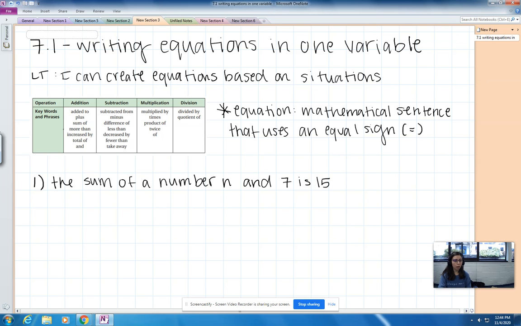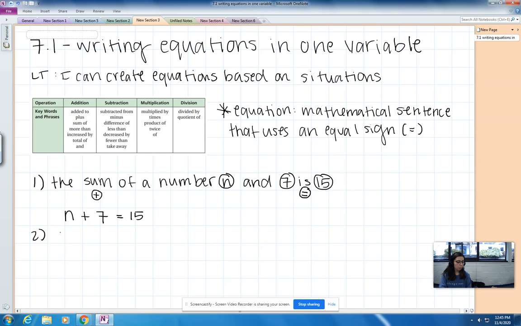Well, sum, if I go up into my chart, I would see that sum of means addition. So I am adding n and 7. I'm adding the variable n and 7. Then our last little piece over here says is 15. Well, the word is just another way to say equals. It means that n plus 7 equals that it is the number 15. So our equation here is n plus 7 equals 15.